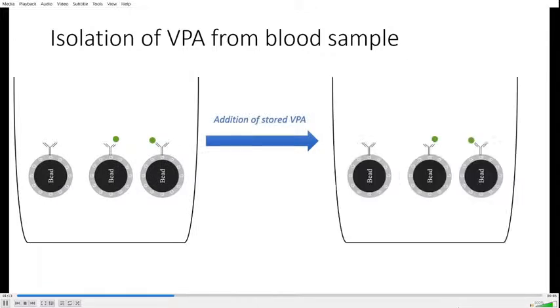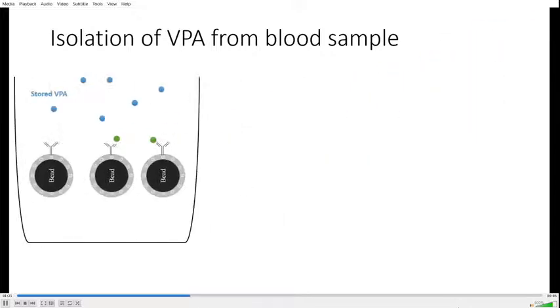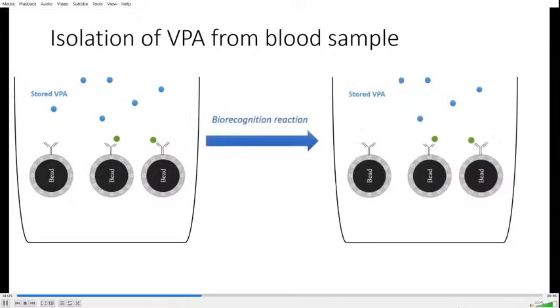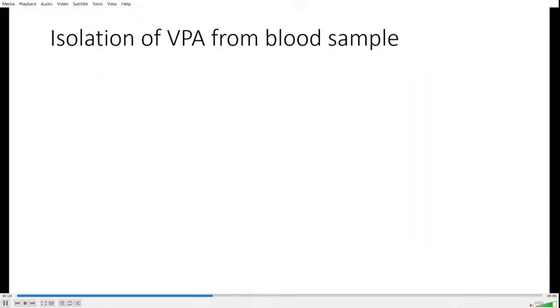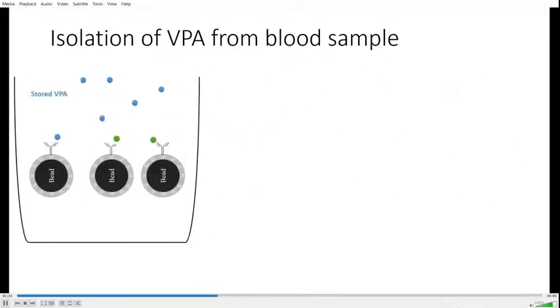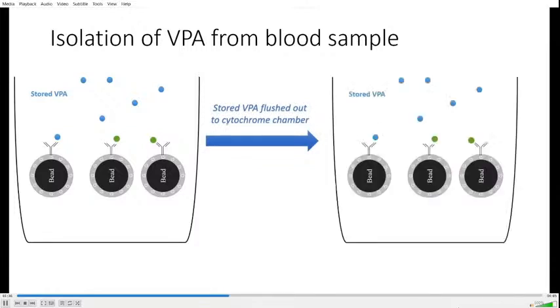And then there is addition of valproate molecules from the store chamber. And there will be an interaction between valproate molecules from the store chamber and the remaining antigen binding sites. And finally, unbound molecules in the store will be pushed out using the same buffer to the cytochrome chamber. And now my colleague Daniel will explain the working principle of the cytochrome chamber.